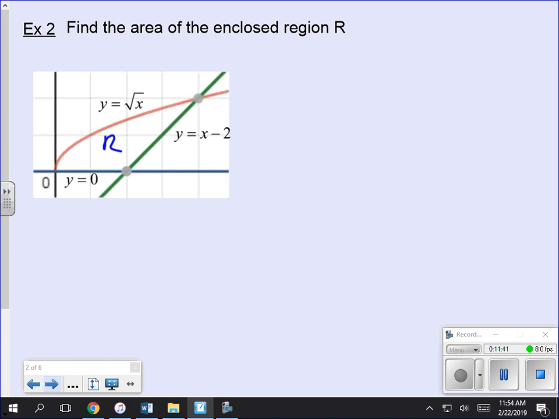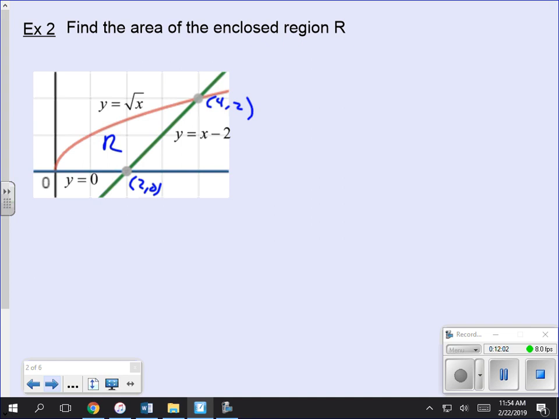I want to know my points of intersection. So this is the point 2, 0. This is the point 4, 2, and then the origin. That's my other point of intersection. You want to know those because that's where your bounds are going to come from, the XY coordinates from those points.